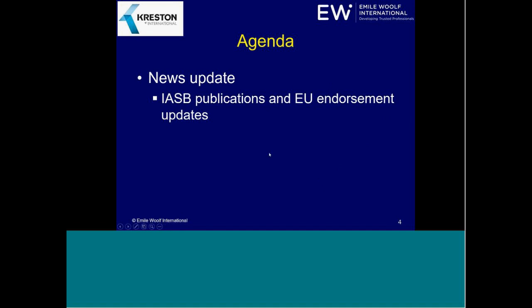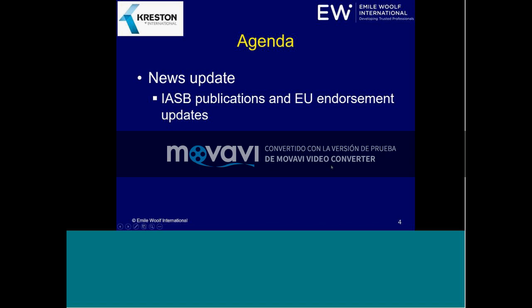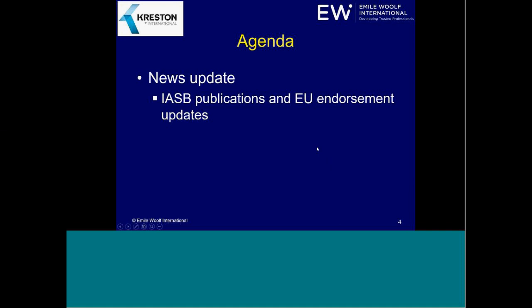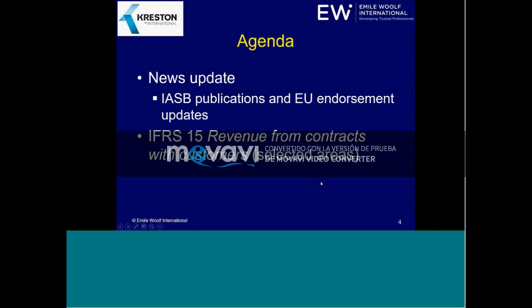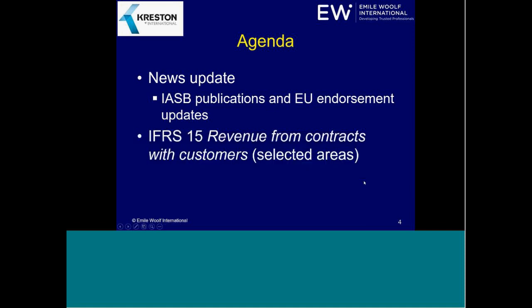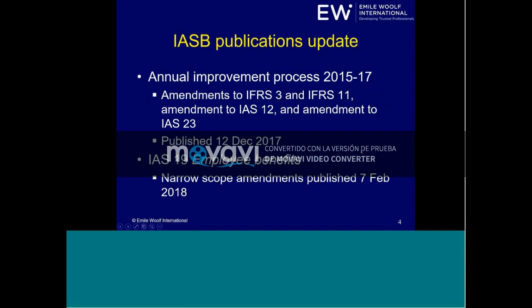I'm going to kick off with just a very quick news update of ISB publications, and for many of you who practice here in Europe, an EU endorsement update. But then the theme is, of course, IFRS 15, revenue from contracts with customers. Some selected areas, especially the 5-step model. We're not going to do some of the preamble that I did with you a year and a half ago, things like the definition of a contract and a definition of a customer and things that are in scope and so on, because that's fairly straightforward.